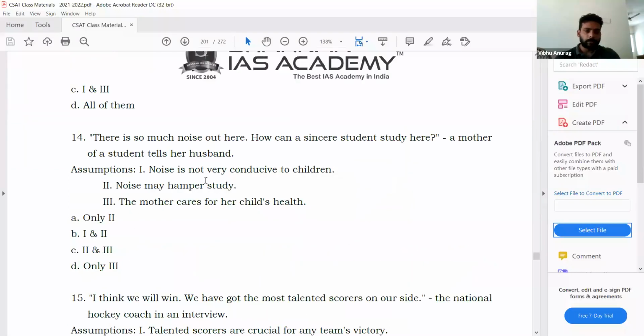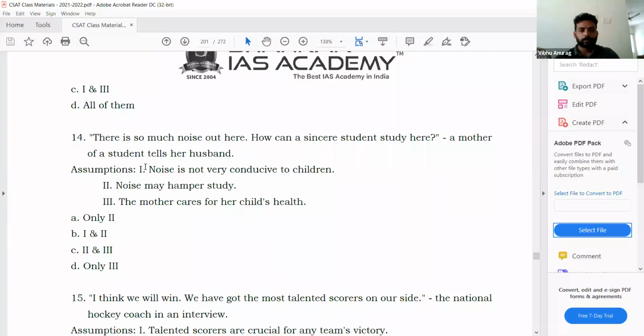Okay. Number 14. There is so much noise out here. How can a sincere student study here? A mother of a student tells her husband. So she's worried that the child will not be able to study because of the noise. So assumptions made by the mother.